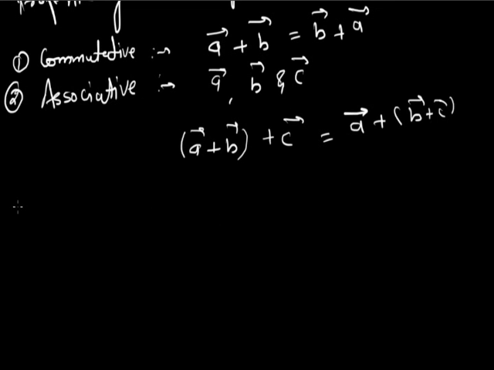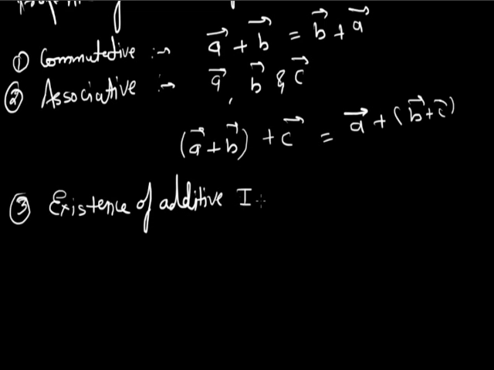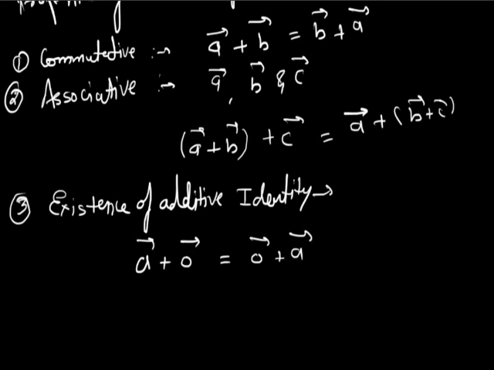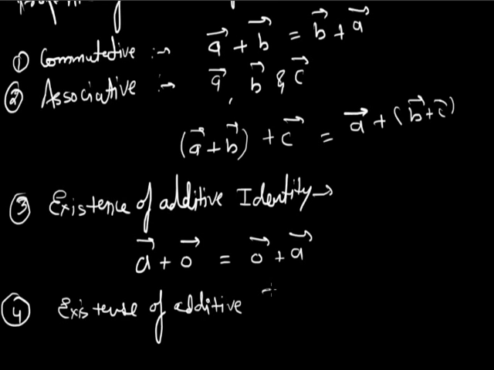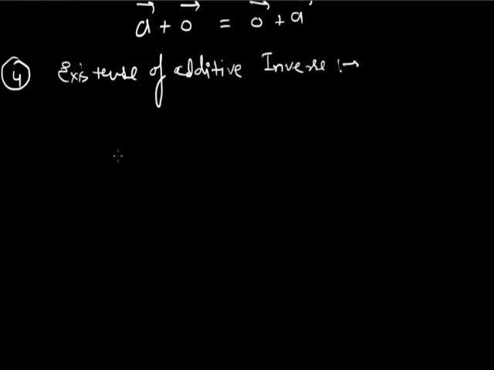Now the third one is existence of additive identity. For every vector, a vector plus null vector is equal to the null vector plus a vector. Now the fourth one is existence of additive inverse. The meaning of the additive inverse is that a vector is added with another vector and the resultant should be the null vector.